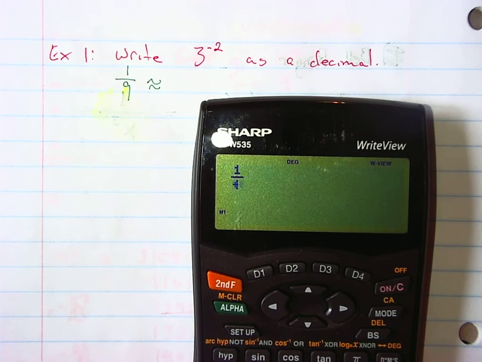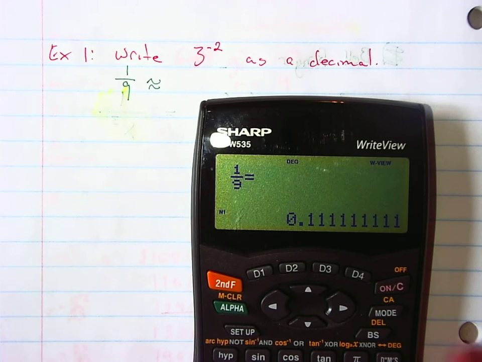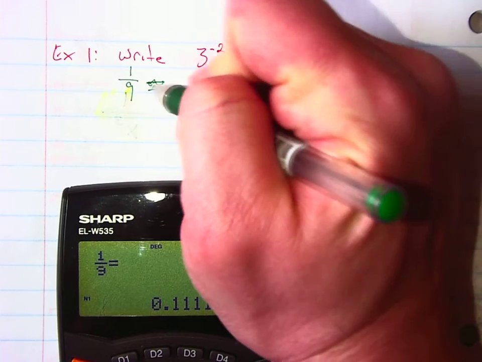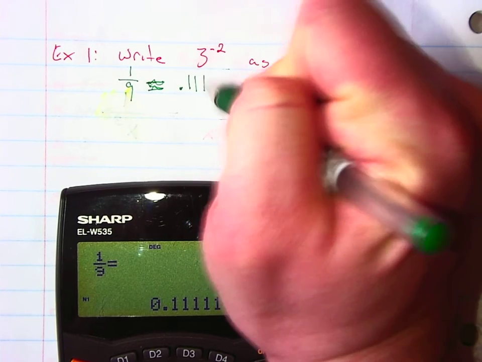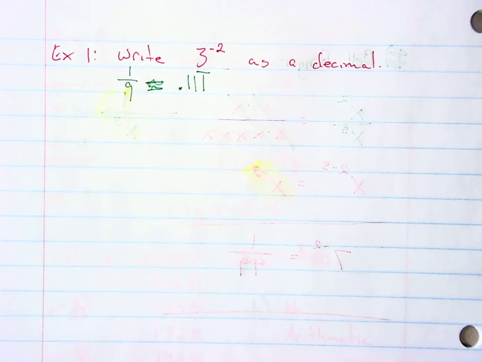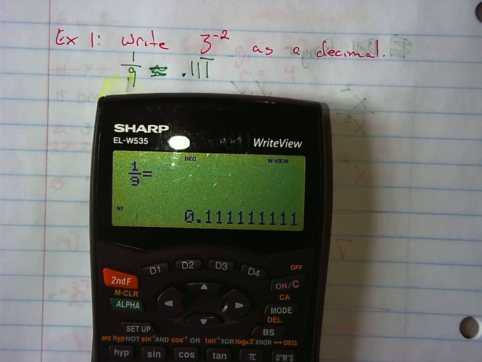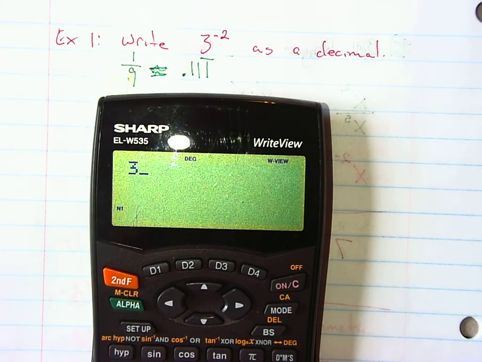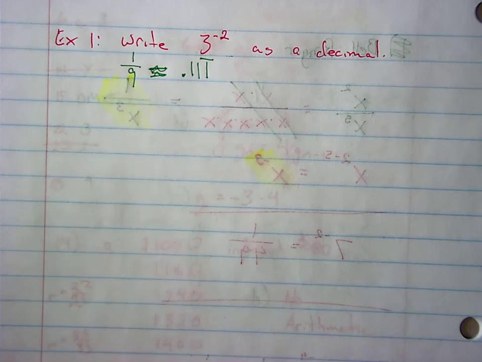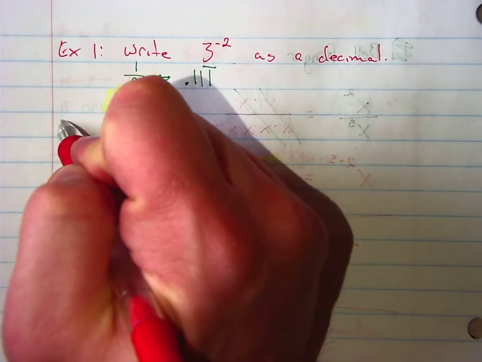So if I type in 1/9, I get 0.11, so actually we can make that exact. 0.111 with the repeat bar. It goes on forever and ever. And we could even just double check that if we wanted to with 3 raised to the negative 2. Shockingly enough, it worked.